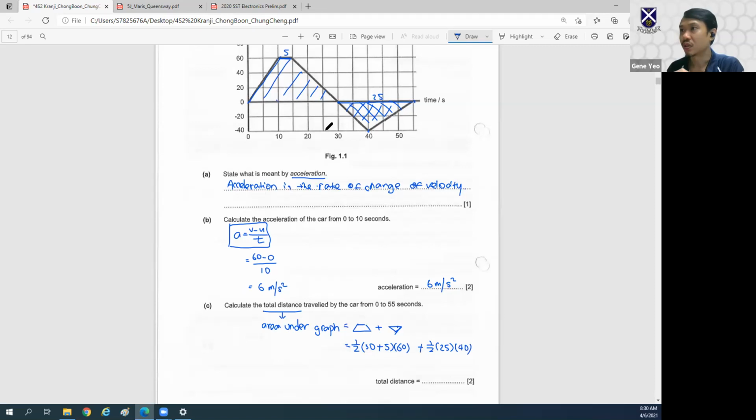Okay, so distance is area under the graph over here plus over here, which is what we have here. So let me press my calculator. You should get an answer of 1550 meters.